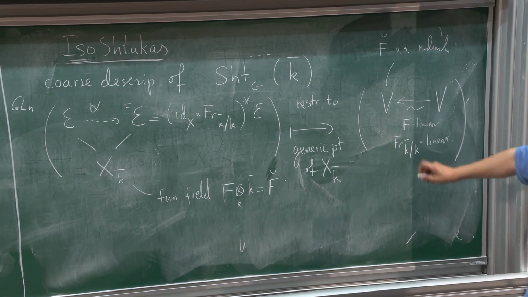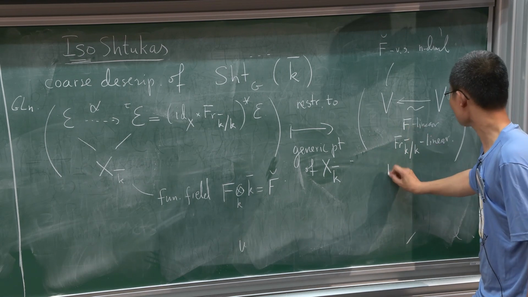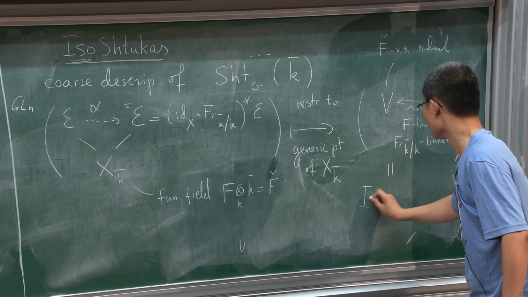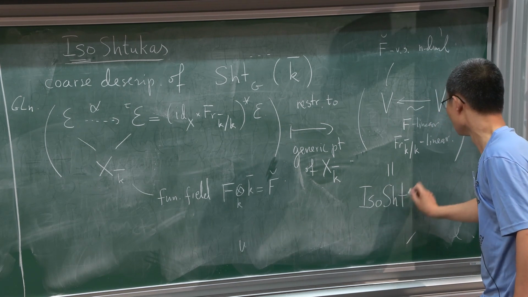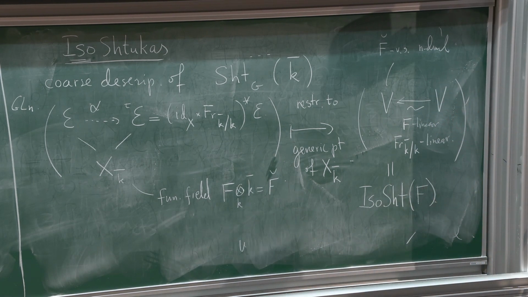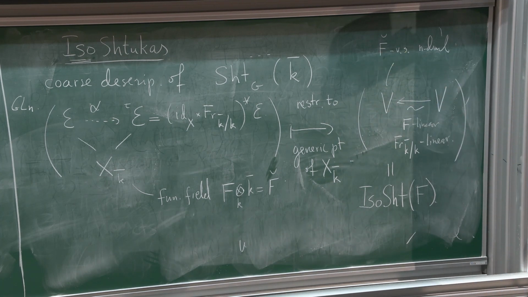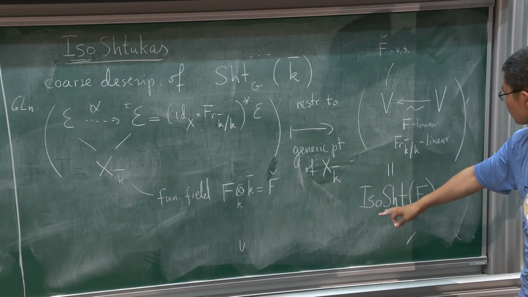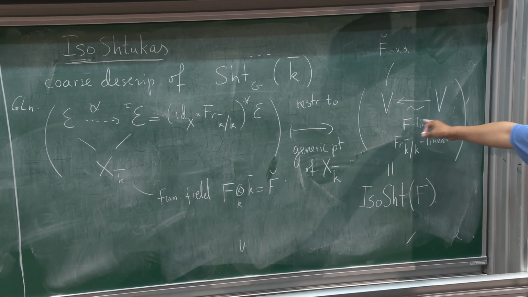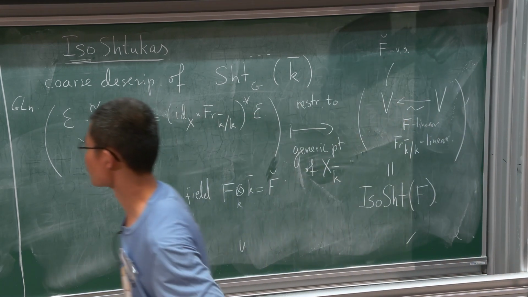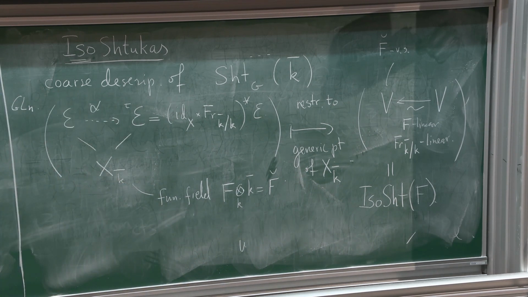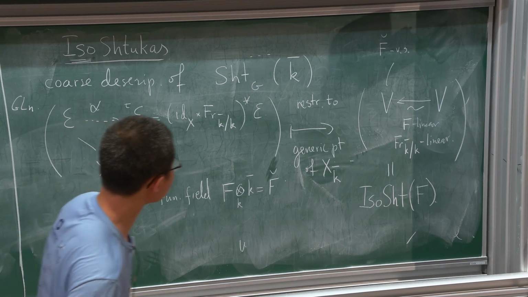So this is the category. We define this to be the category of iso-Shtukas for the global field F. Okay, so they are not vector spaces over F. They are vector spaces over F base changed to k-bar. So it can be of any dimension, and there is a Frobenius linear automorphism on V. So that's analogous to isocrystals. Indeed, there is a passage to isocrystals.